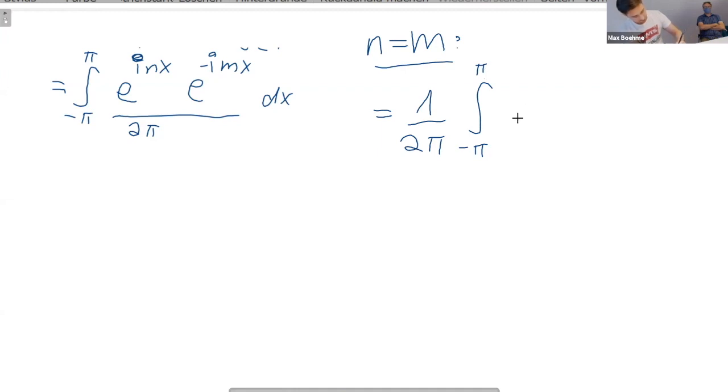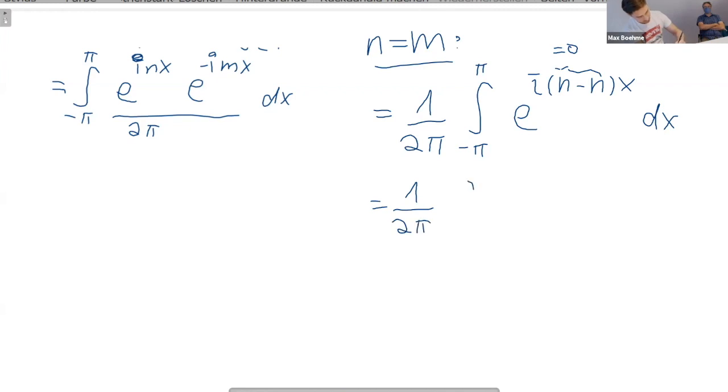Pi, x. So this here is 0, and e to the power 0 is always 1. We just have here 1/2 pi, integral from minus pi to pi, of 1 dx. This expression here evaluates to 2 pi, over 2 pi equals 1. So great.